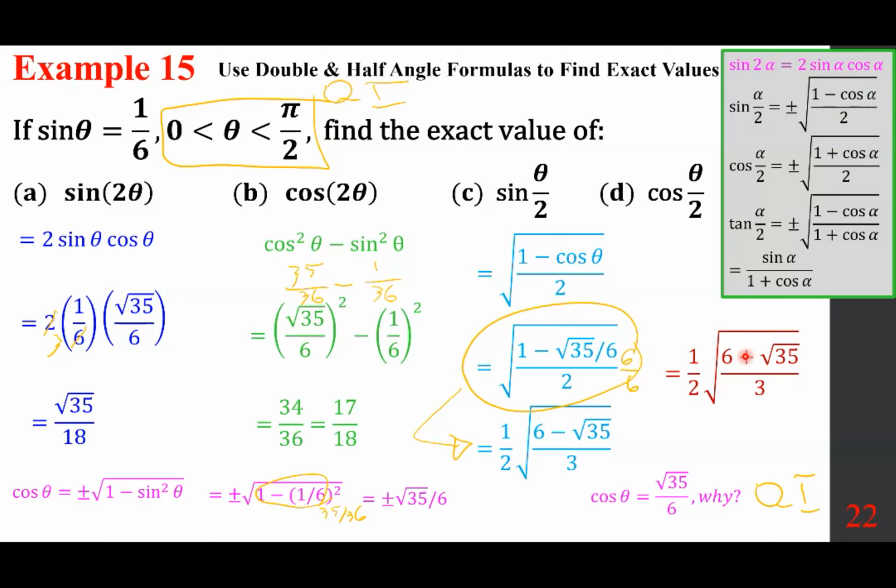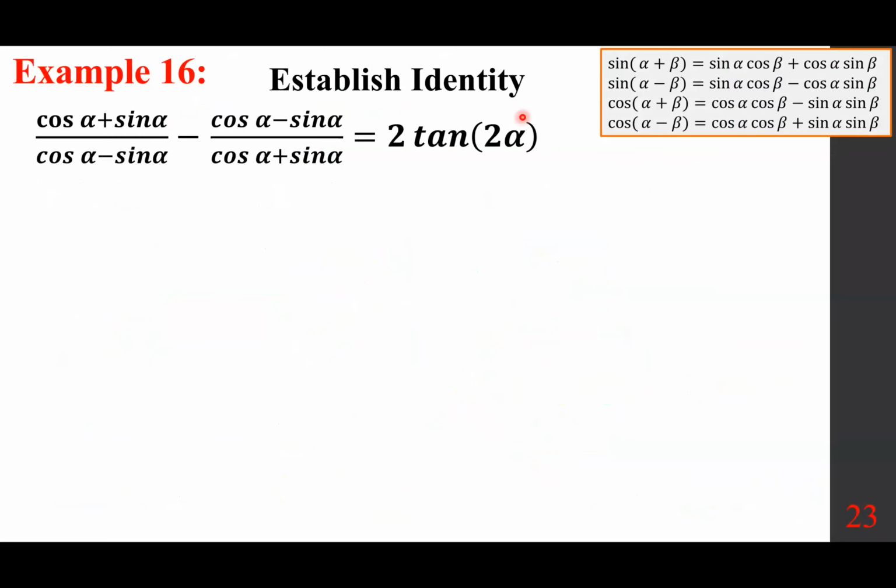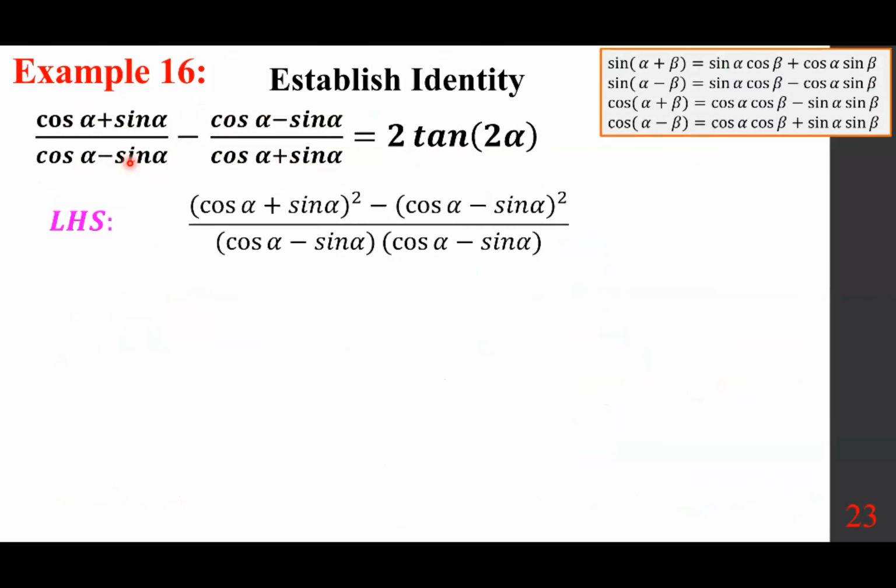We'll look at the last question. We want to establish this identity: cosine alpha plus sine alpha over cosine alpha minus sine alpha, minus cosine alpha minus sine alpha over cosine alpha plus sine alpha, is 2 tan of 2 alpha. So obviously the left-hand side is the more complicated side. The common denominator is the product of these two. And then when we take a common denominator, this times this minus this times this. Okay, so cosine alpha plus sine alpha times this one becomes squared, minus cosine alpha minus sine alpha times this one becomes squared, and you write the denominator.